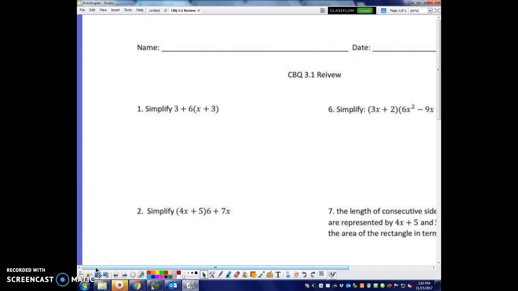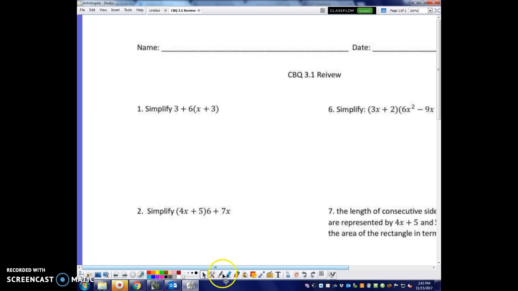Okay, so we're going to look at the CBQ 3.1 review that all of you are going to make 100 on tomorrow. I just know it because you guys have this stuff down. I'm not even worried. So let's work on the review to make sure we don't miss any minor errors.